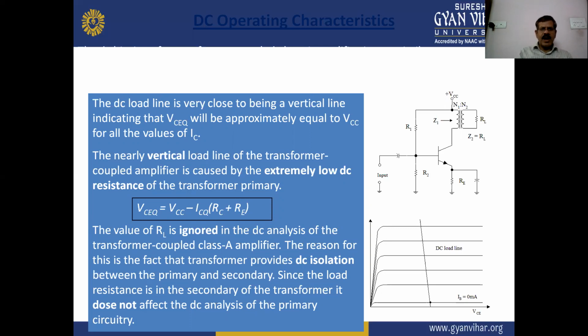The value of RL is ignored in the DC analysis of the transformer coupled class A amplifier. The reason for this is that the transformer provides DC isolation between the primary and secondary winding. Since the load resistance is in the secondary of the transformer, it does not affect the DC analysis of the primary circuit.